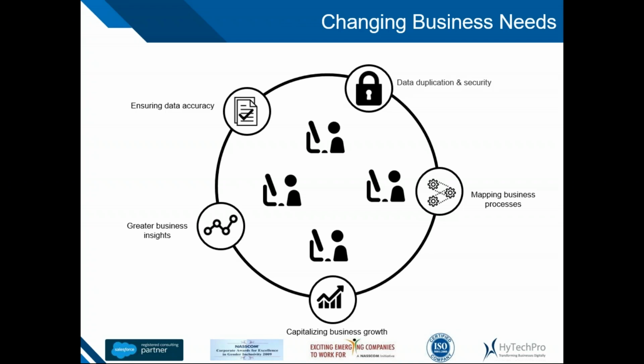So these are some of the changing business needs that we should be accustomed to, and we should exactly know how to map our system to these changing business needs to make the best use of the system. And that is where most organizations are struggling at present. They have implemented it, but they don't exactly know how to use it.